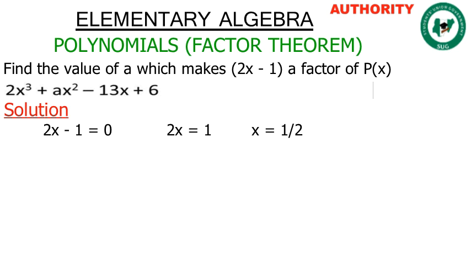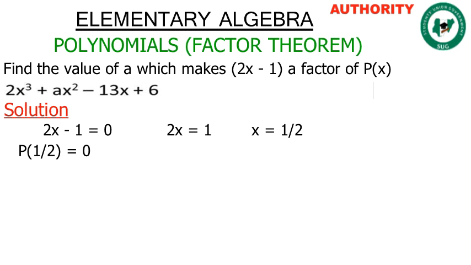Okay, so we're going to have 2x is equal to 1. So we are looking for x, we divide both sides by 2. So we're going to have x is equal to 1 all over 2. So we're going to say p of 1 all over 2 is equal to 0, because x is a factor.